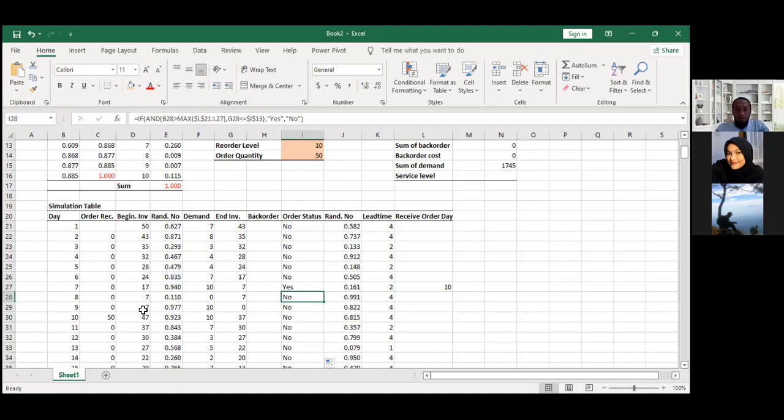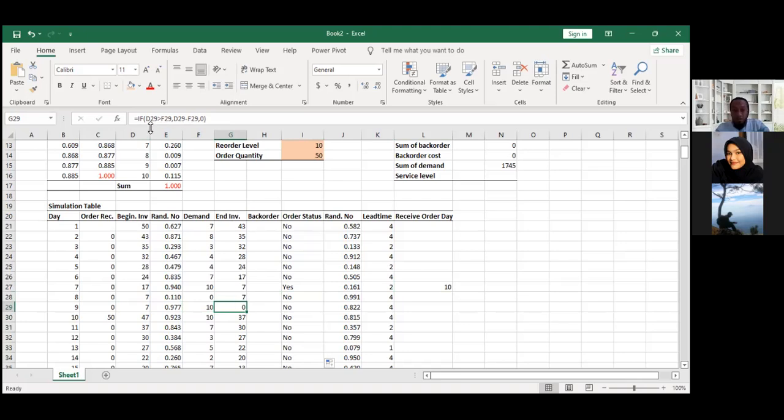Next day, the inventory is 7, and we receive a demand of 10. So it means that we have a stock out of 3. But the inventory is 0, and inventory is not stock out. Then later we can calculate the back order. But now we talk about the ending inventory.